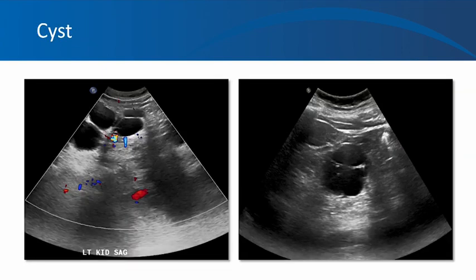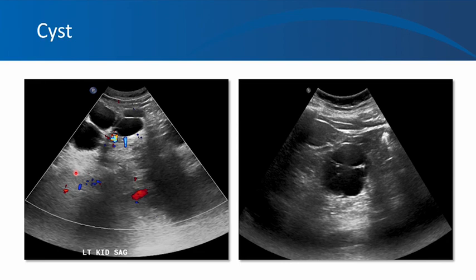So next pathology is cyst. Cyst appears as a well-defined anechoic lesion with thin walls, and it appears anechoic because most of the time cysts contain clear fluid, and they're accompanied by this enhancement. We call it acoustic enhancement posterior to the cyst. And that's, again, another important useful artifact that helps us to identify cysts.